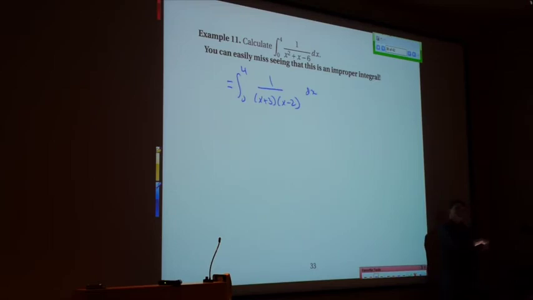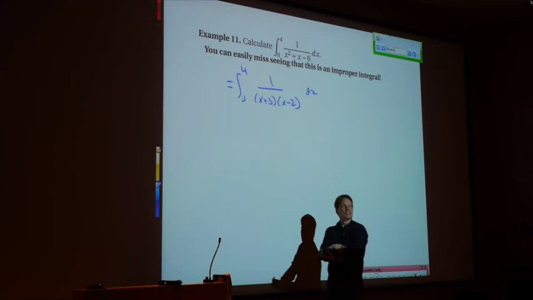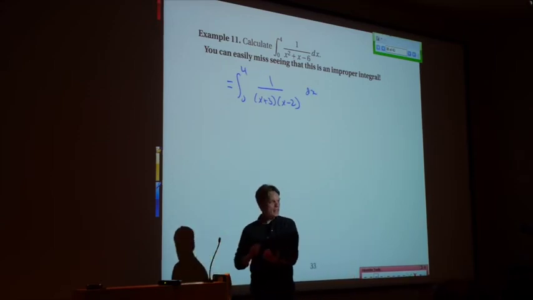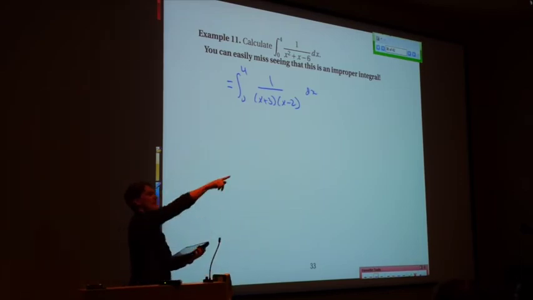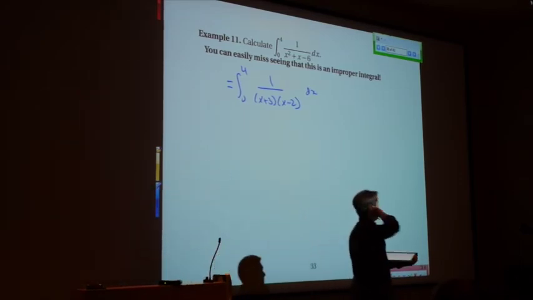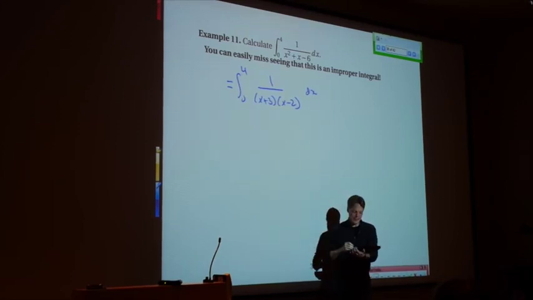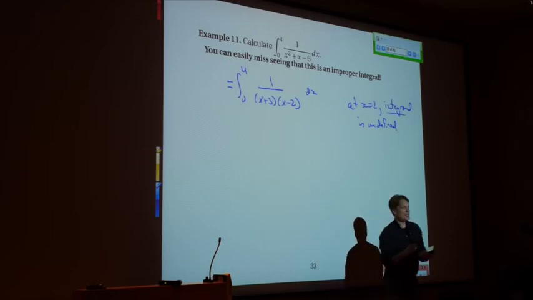Why is this an improper integral? Doesn't look like it. There's nothing that says, hi, I'm an improper integral unless you look carefully. But it is, and why? Asymptote at x equals 2, or yeah, the negative 2 causes an asymptote. Exactly. At x equals 2, this function, called the integrand, is undefined. That's a problem. We have to do something about that.